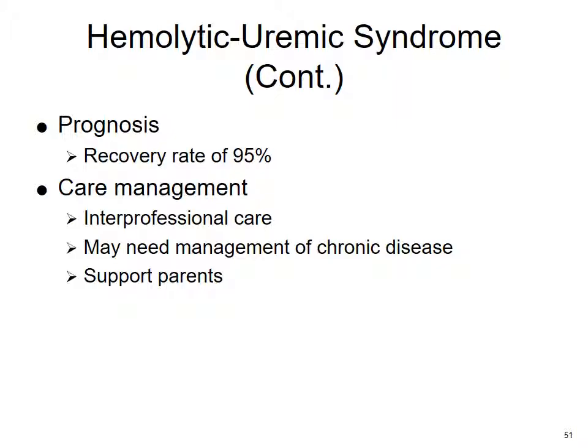Prognosis with hemolytic uremic syndrome is good. The recovery rate is approximately 95%, but it does require an interprofessional care management team. If it becomes a chronic disease, they may need management of that, and supportive parents is going to be crucial through this as well as with the others.